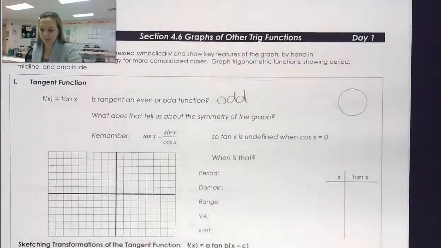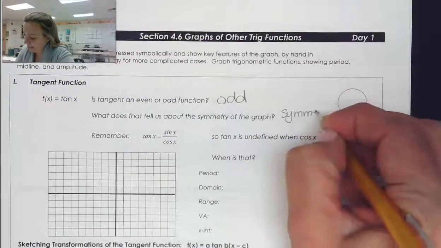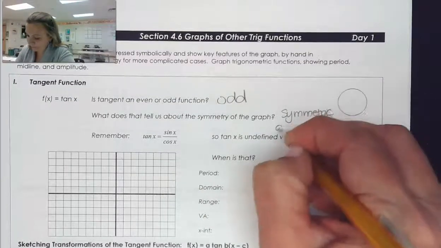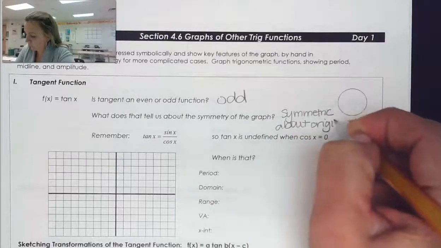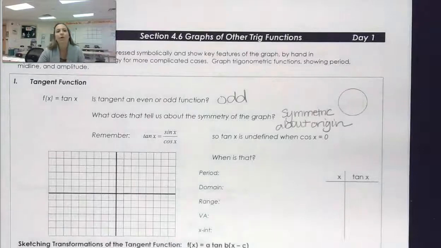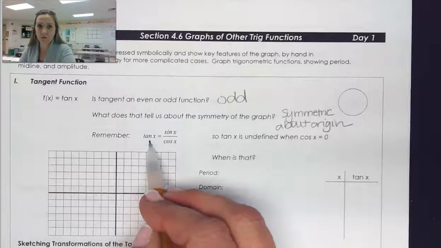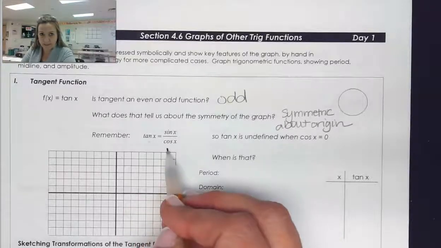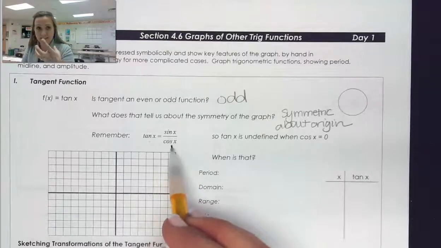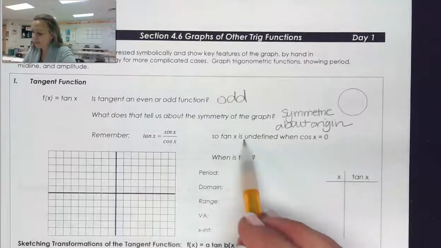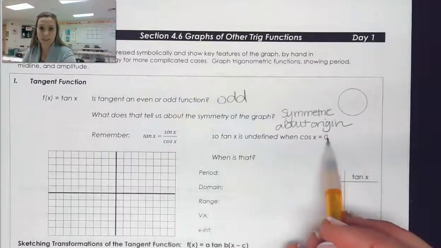And what that tells us about the symmetry of the graph is that it's symmetric about the origin. Okay. We also know from the quotient properties that tangent of x equals sine of x over the cosine of x. So because we're dividing by cosine of x, that cannot be 0. Tangent of x then is going to be undefined when the cosine of x equals 0.